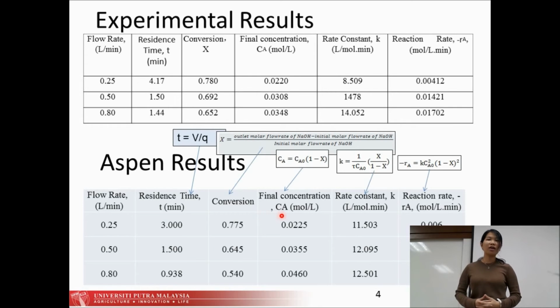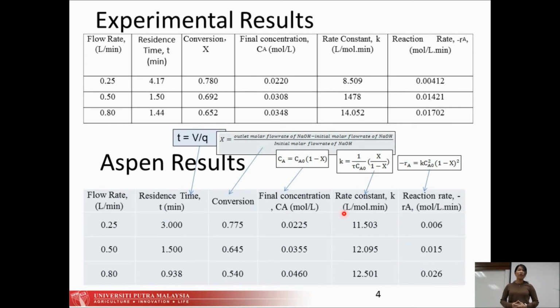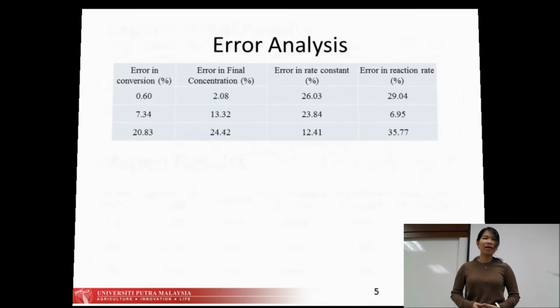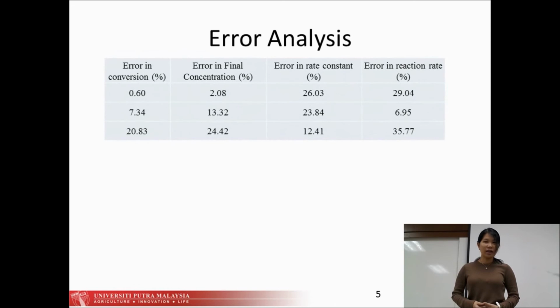In finding final concentration of NaOH, rate constants, and rate of reaction, the calculation method is the same as before. As expected, when using Aspen, final concentration, rate constant, and final rate of reaction increase as the flow rate increases. In the error analysis part, the errors in each aspect are tabulated as follows. The error percentage ranges between 0.6 to 35%.